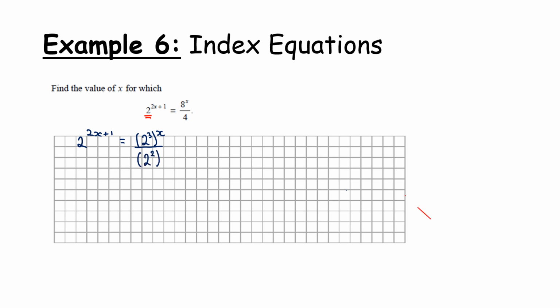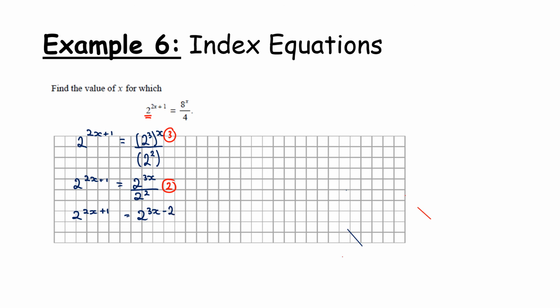So the next thing I'm going to do is for this top part here, I'm going to work with equation 3, just that top line. So the left hand side stays 2x plus 1. Law 3 tells me if I have two powers, I multiply it. So I have 3 by x, I have 2 to the power of 3x, all over 2 to the power of 2. I'm now going to use law 2, which says if I'm dividing two numbers, I subtract my powers. So I have 2x plus 1 is equal to 2 to the power of 3x minus 2.